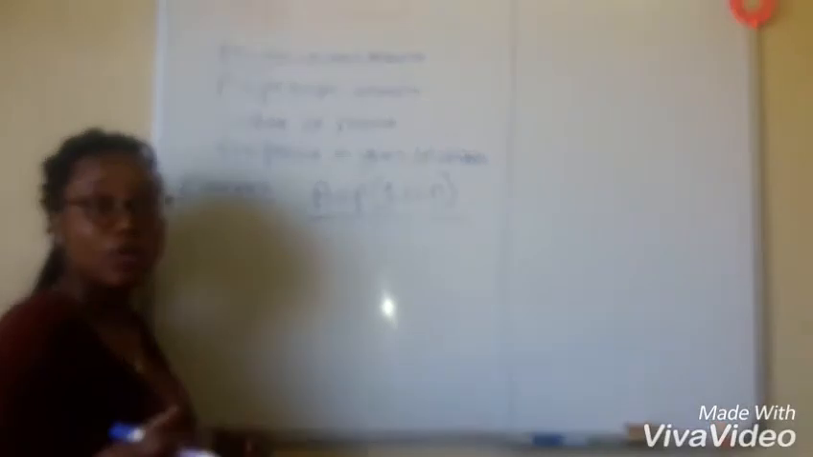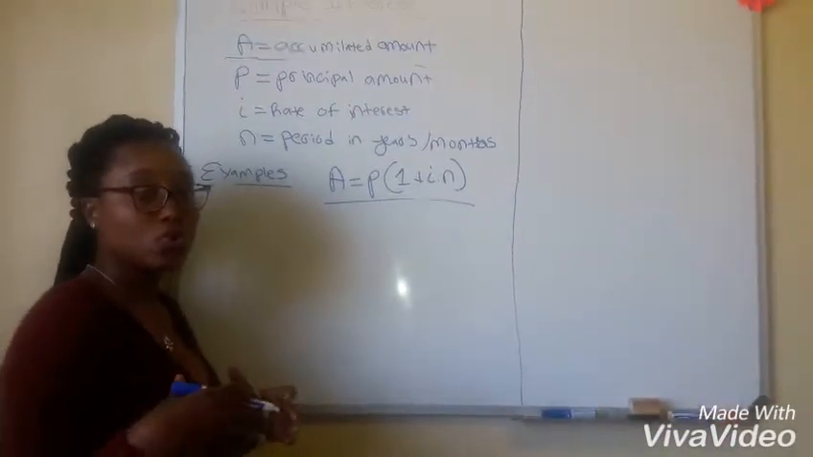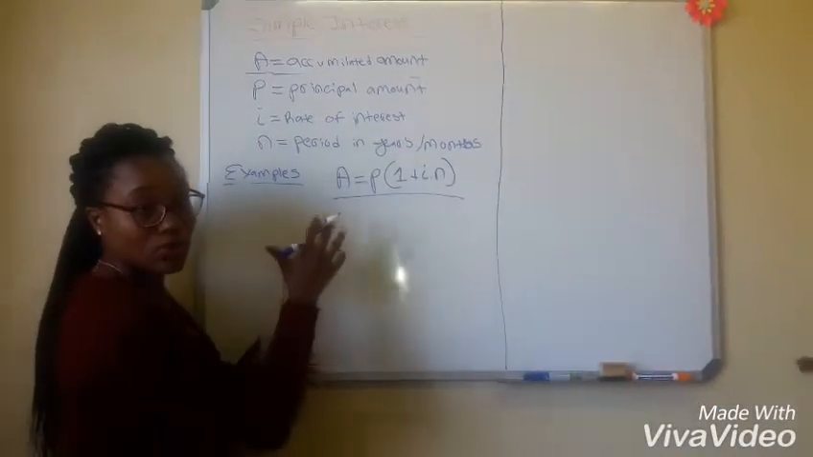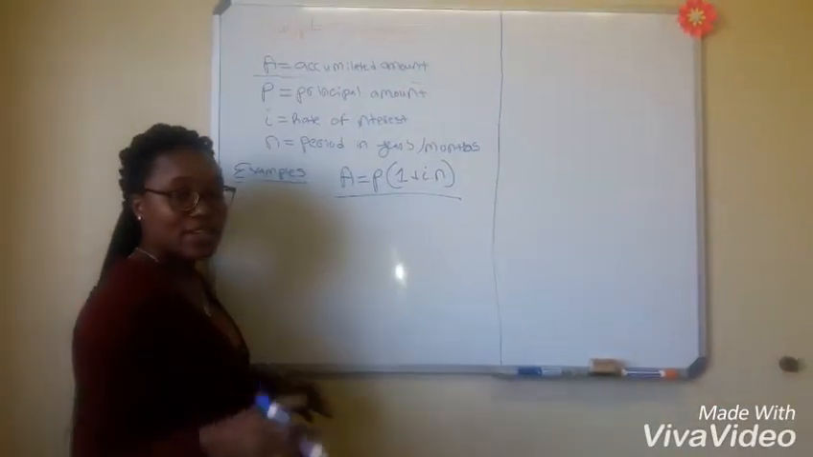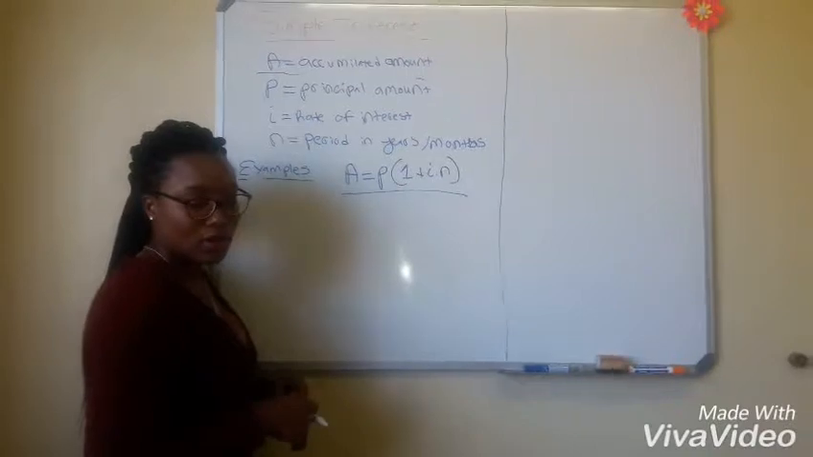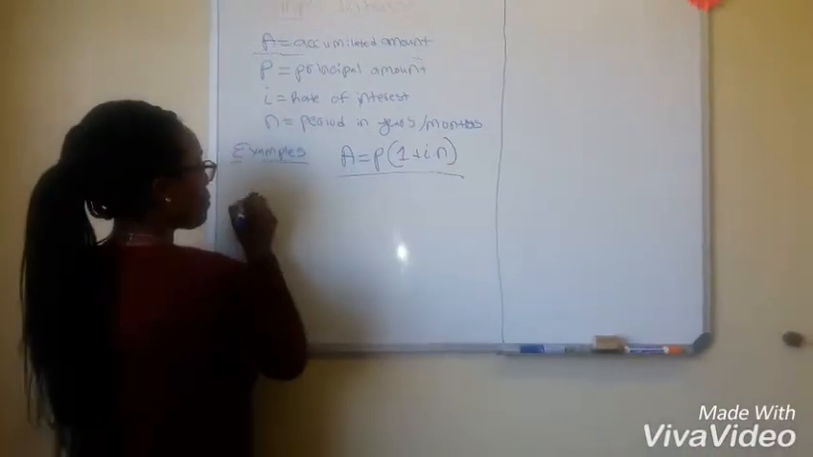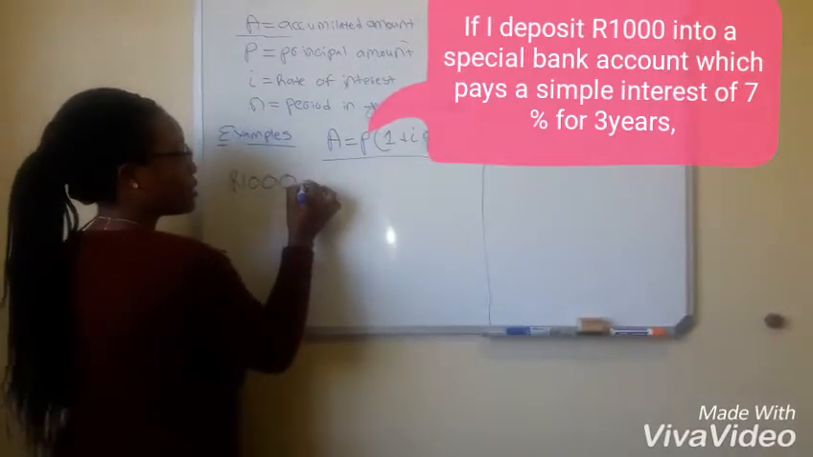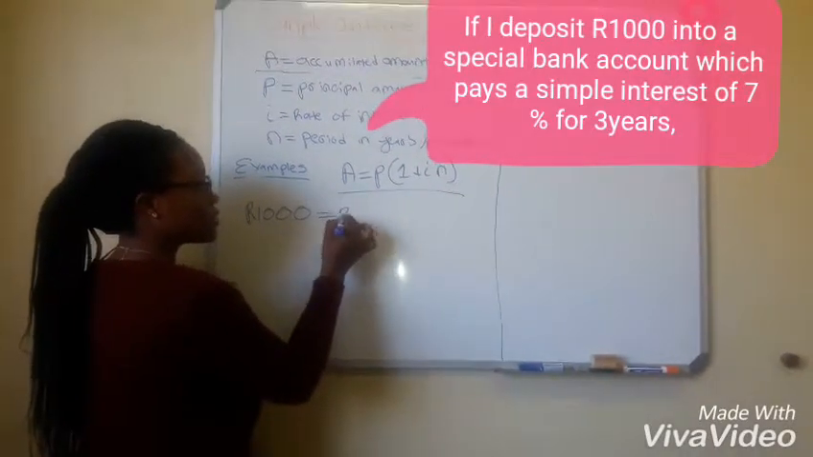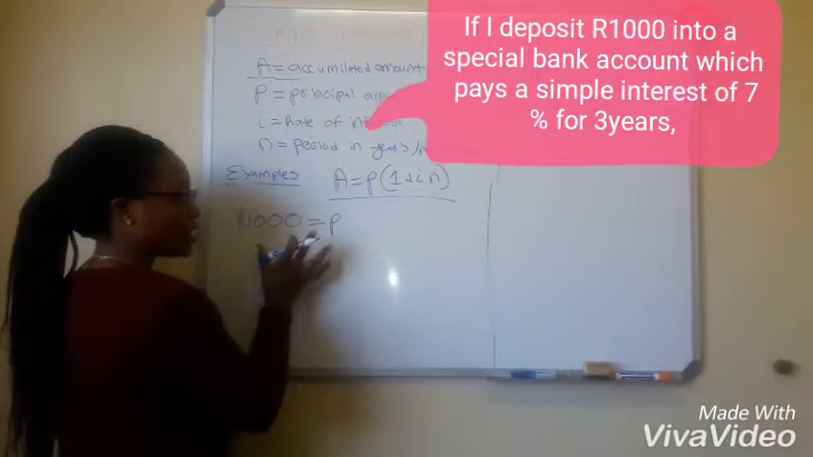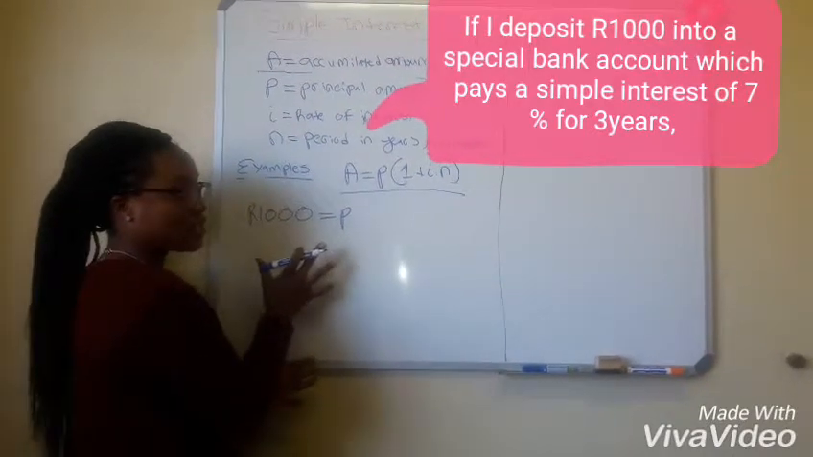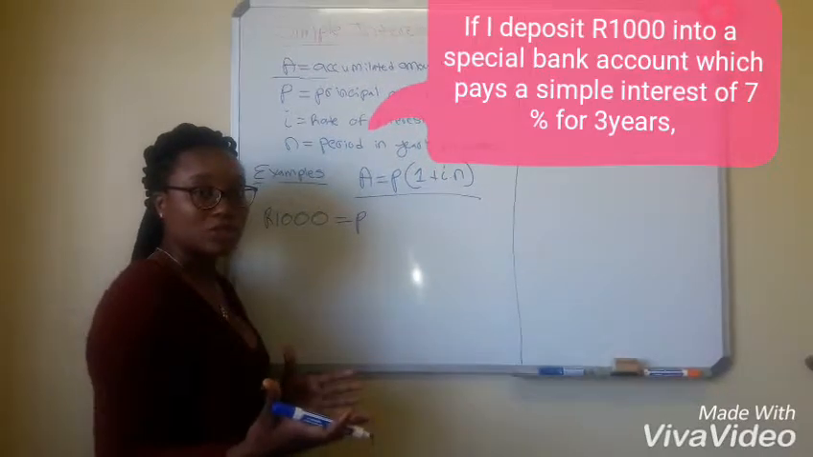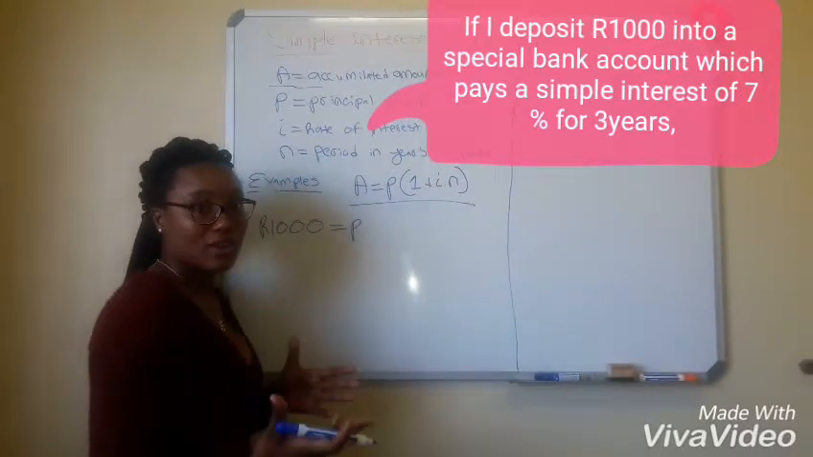Okay, so right now I'm going to show you how to calculate the simple interest, how to use the simple interest formula. Let's just say you deposit 1,000 rands into a bank. Remember that this is the principal amount, the amount that you initially had and deposited into the bank. That is if you do deposit or you do save.